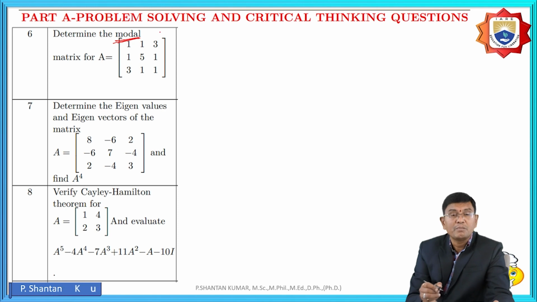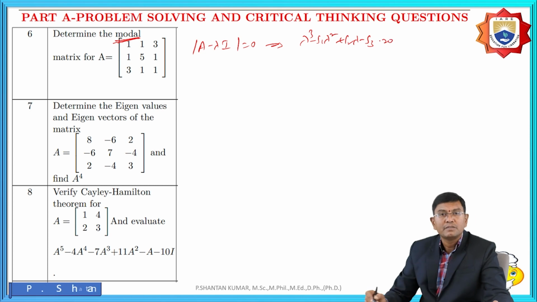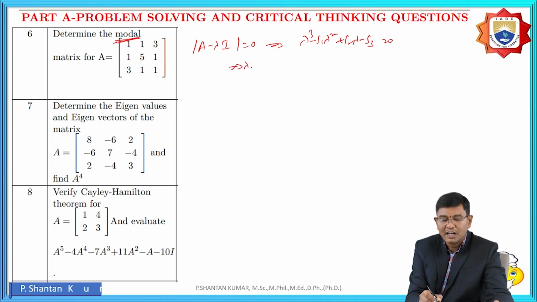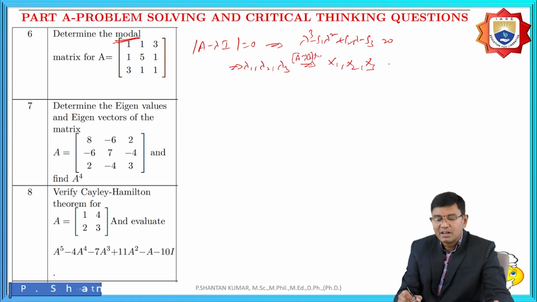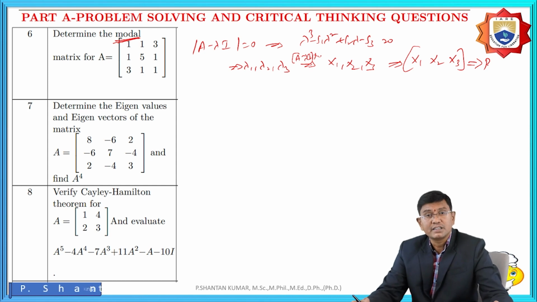And next one, determine the modal matrix. Here they are asking to find the modal matrix. That means first we need to find the determinant of A minus lambda I equal to 0, that is, lambda cube minus s1 lambda square plus s2 lambda minus s3 equal to 0. That means we need to find lambda 1, lambda 2 and lambda 3. And again, corresponding x1, x2, x3 with the help of (A minus lambda I) x equal to 0. Whatever x1, x2, x3 you obtain is called the modal matrix. That is, the modal matrix is nothing but a collection of the 3 eigenvectors.